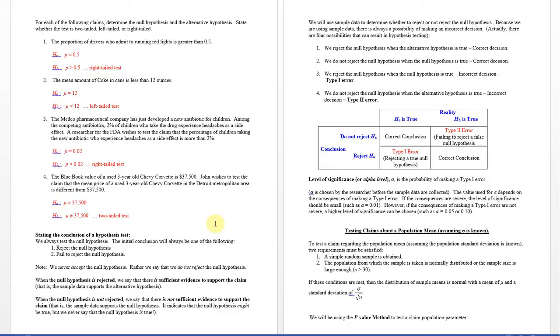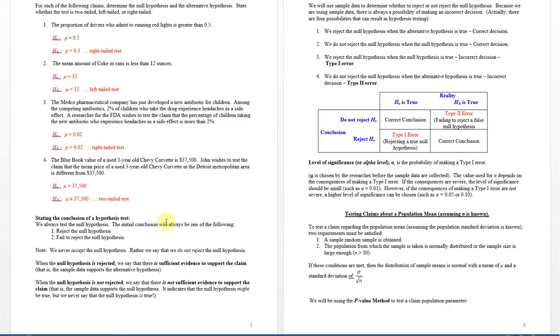So there you go. The Blue Book value for a used Chevrolet Corvette is $37,500, and John wishes to test the claim that the mean price of a 3-year-old Chevy Corvette in the Detroit metropolitan area is actually different. So this is interesting because Blue Book is from across the country, and then in a specific area, it might be different because you're looking at a different area. So he just thinks it's different. There's that different word, so that's probably going to be a not equal to test. So two-tailed. Watch out for differences.